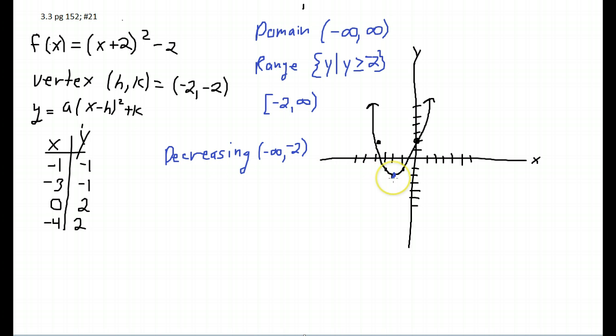Then it stops decreasing. So we do not use a bracket because that is a point of direction change. It stops decreasing, and as we go from left to right, it starts increasing until you get to positive infinity. So it is increasing on the interval of negative 2 to positive infinity. And there we have problem number 21.